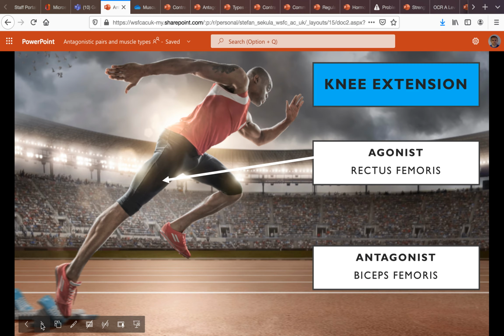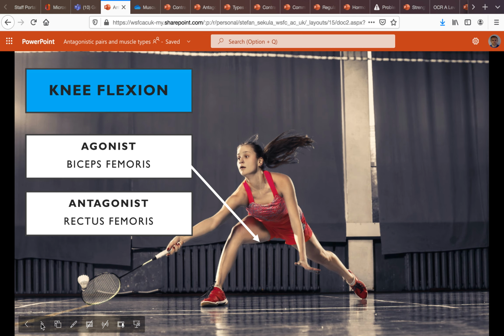Knee movements, knee extension, agonist rectus femoris, i.e. the muscle that causes knee extension is rectus femoris. Antagonist biceps femoris. Knee flexion, agonist biceps femoris, antagonist rectus femoris.